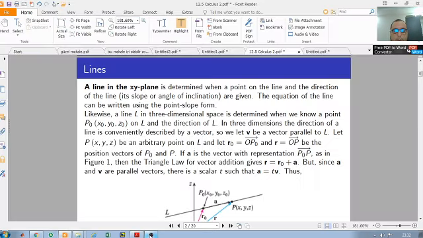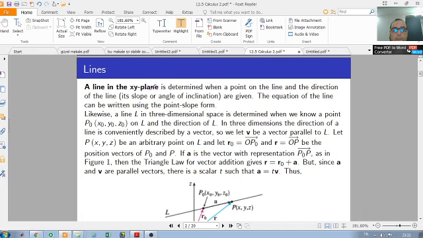Hello everyone, in this video we will cover section 12.5. In this section we will see the equations of lines and planes in the three-dimensional coordinate system. First we will remember a line in the xy plane, actually in the two-dimensional coordinate system.